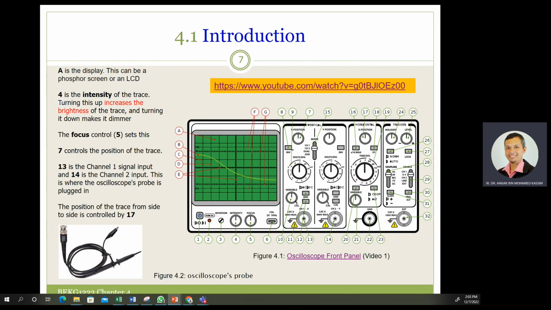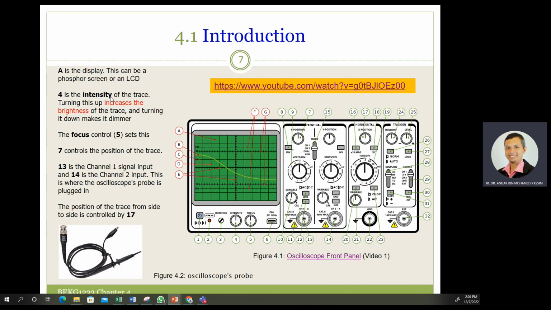Okay, so here this is the basic structure of the oscilloscope, where A is the display. A is here, the display of the oscilloscope. This can be a phosphorus screen, the green screen, or the LCD. Commonly, digital oscilloscopes now use an LCD or maybe LED, I don't know. Previously, analog oscilloscopes normally used the phosphorus screen, and when the electron beam collides with the phosphorus screen, the light comes and shows the graph of the signal.